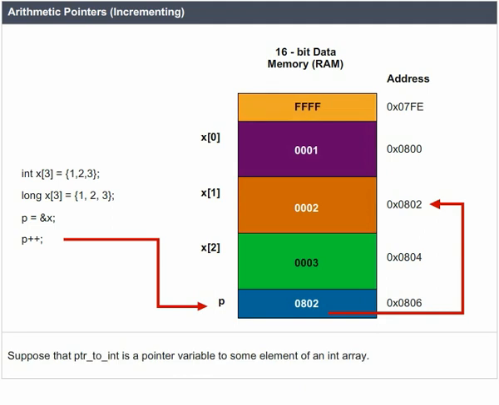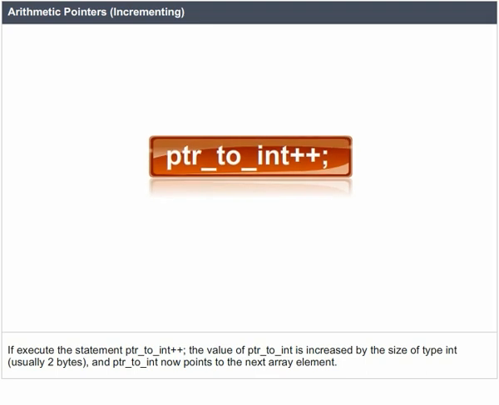Suppose that ptr_2_int is a pointer variable to some element of an int array. If we execute the statement ptr_2_int++;, the value of ptr_2_int is increased by the size of type int, usually 2 bytes, and ptr_2_int now points to the next array element.